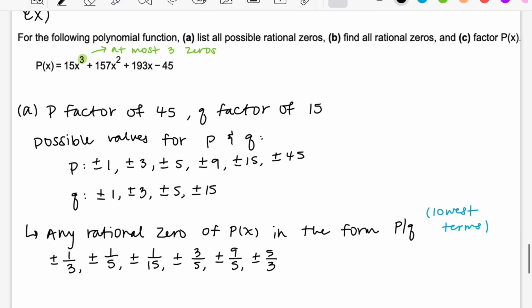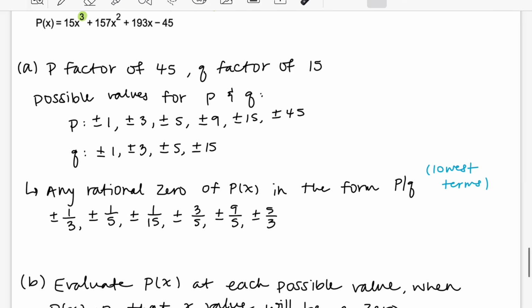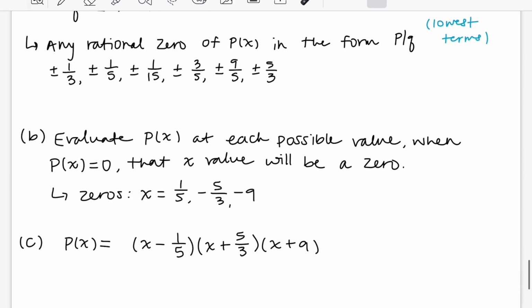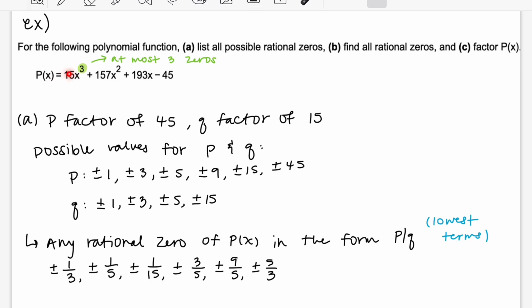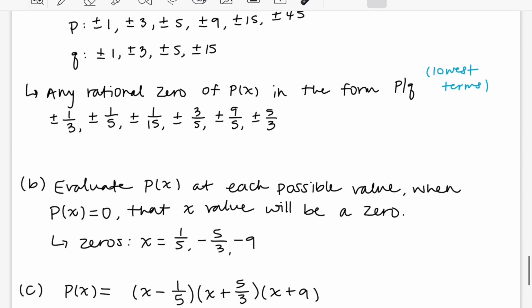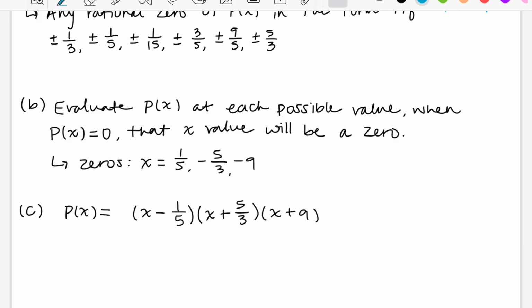All right. And then for part C, what we want to do is factor our polynomial function. So we'll use our zeros to do so. We have that x is equal to 1 over 5, minus 5 over 3, and minus 9. So that means our three factors are these guys here. But remember, the leading term for our polynomial function was 15 here. So what we'll do is we'll use the fact that if we were to multiply our polynomial function by a constant a, it will not change the given conditions, right? These will still be the zeros for our polynomial function.